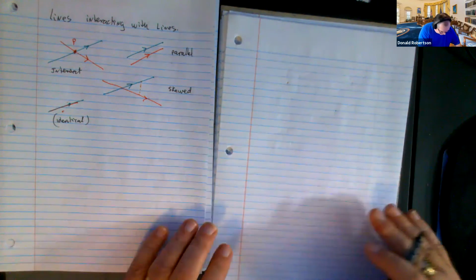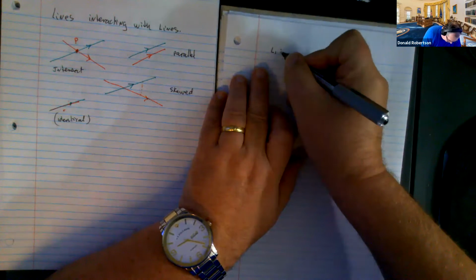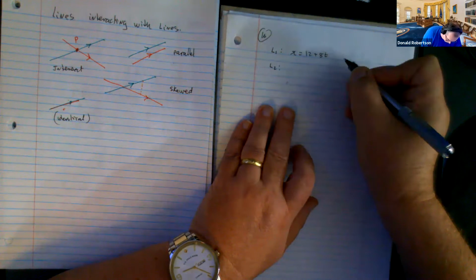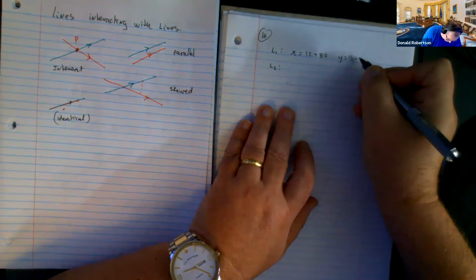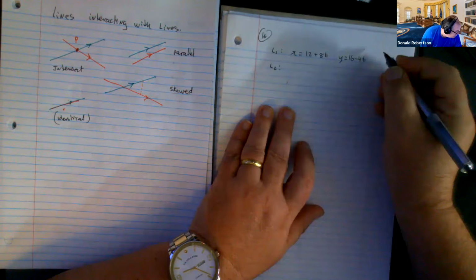Right? So let's suppose I have line 1 and line 2, and we'll do it as a parametric equation. So I'm using the guys that I can see right now. So this is question 16. And it's going to be x equals 12 plus 8t. And the y is going to be 16 take away 4t. And the z is going to be 4 plus 12t.